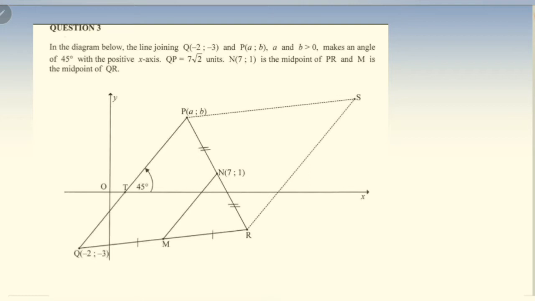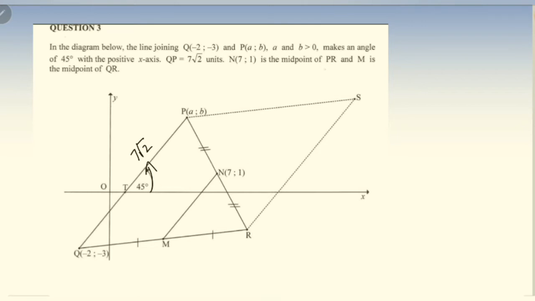The line PQ is making an angle of 45 degrees with the positive x-axis, which means this angle is the angle of inclination, because it is the angle between the line and the positive x-axis, measured anti-clockwise. Now, the length of QP is also given. What is that? 7 root 2. The length of PQ is also there.